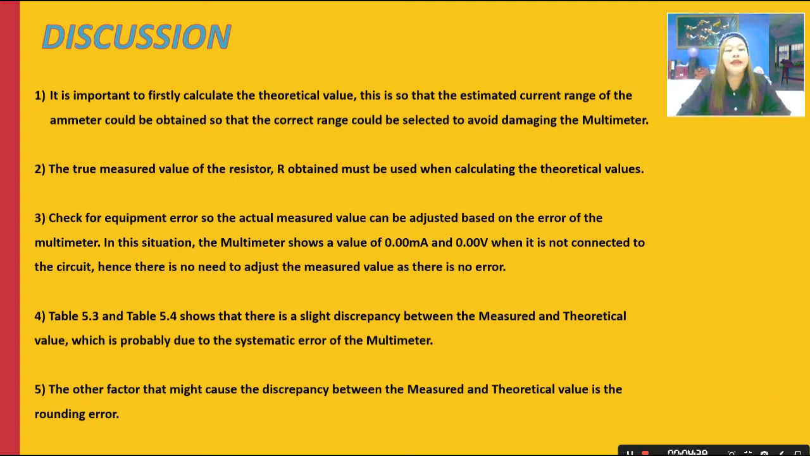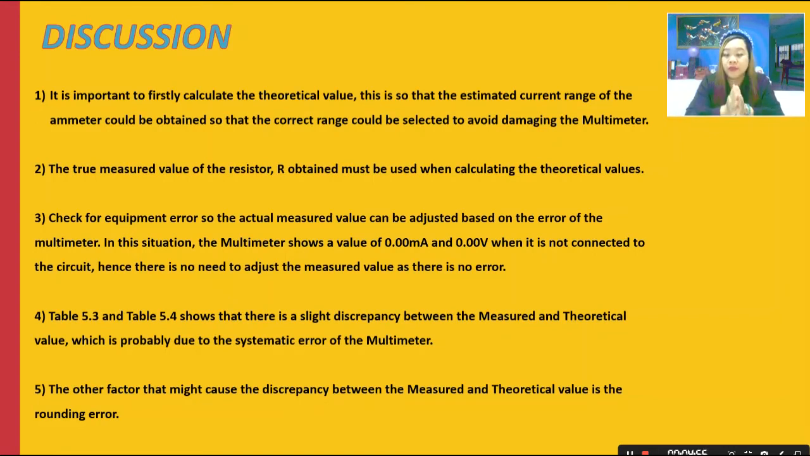Okay, then the true measured value of the resistor must be used when calculating the theoretical values. Here, as you can see at the start of the experiment, first of all we measure the theoretical value first using what the lecturer has requested, so 1k ohm.